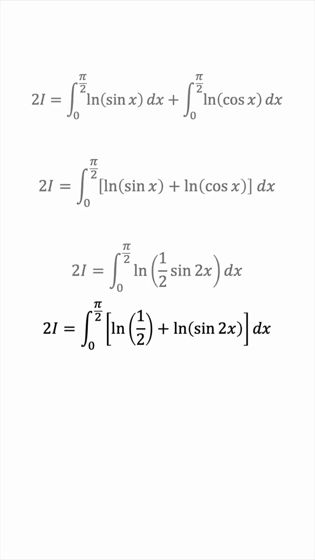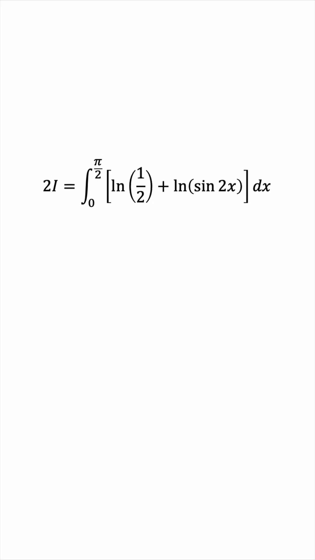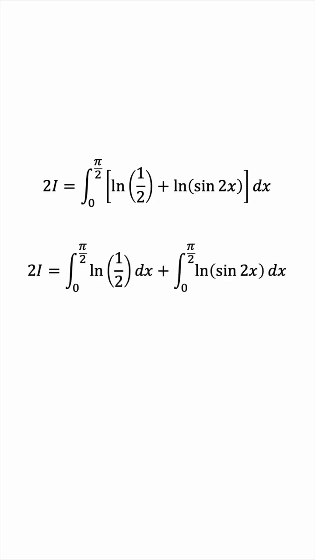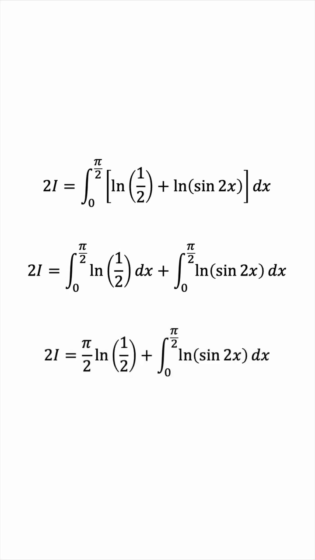So now we have a sum inside the integral. So let's separate this into two integrals. The first integral is just the integral of a constant. So that's very easily pi over 2 times the natural log of half. And then we have the second integral to worry about.